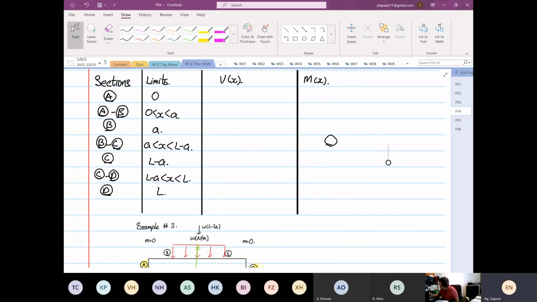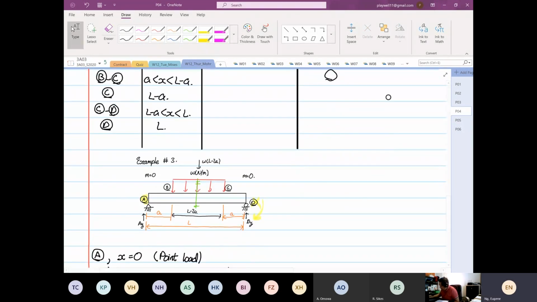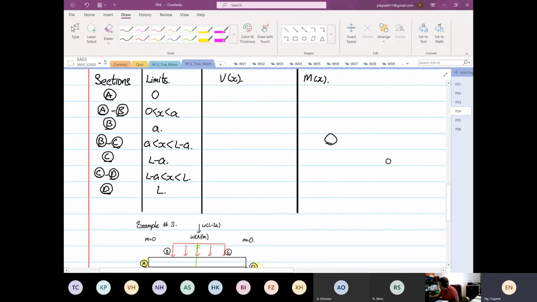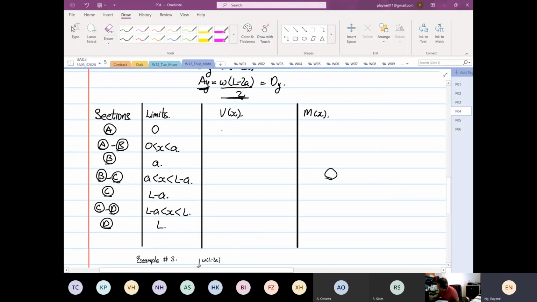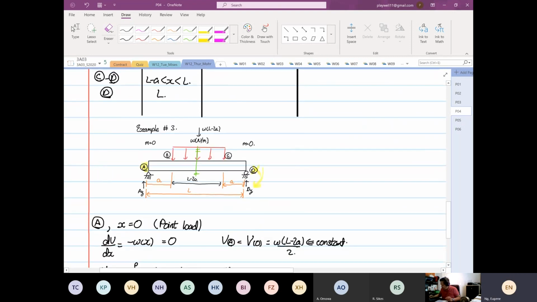So for this case, you found your V as your shear force equation, for a single point, is omega (L minus 2a) divided by 2, and M as a function of x is equal to 0. So all of these over here are constants. They are not a function of x.